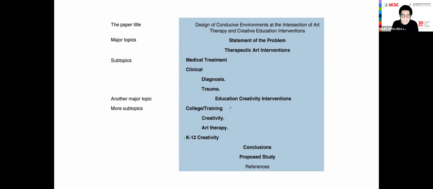Also, from this outline, you can start putting some numbers, okay, that represent the level of each heading and subheading. For example, this is section 1.0. This is going to be 1.1, 1.2, because it comes from here. And this one is a subheading from this one. So this should be 1.2.1, 1.2.2.